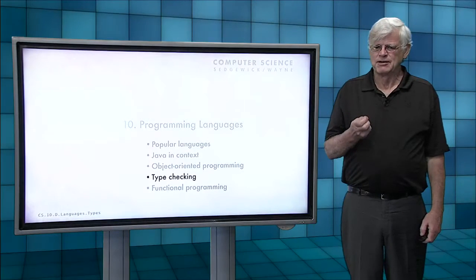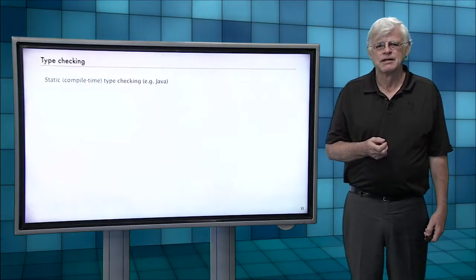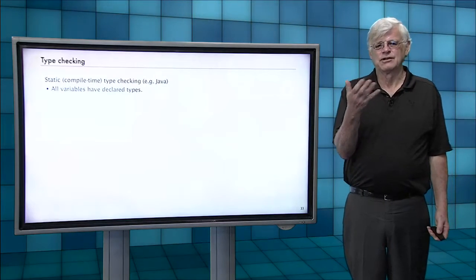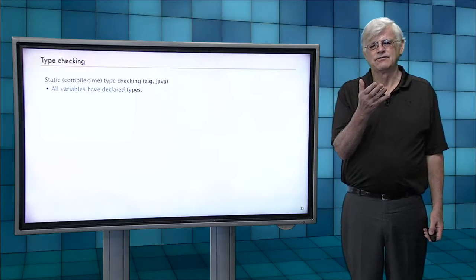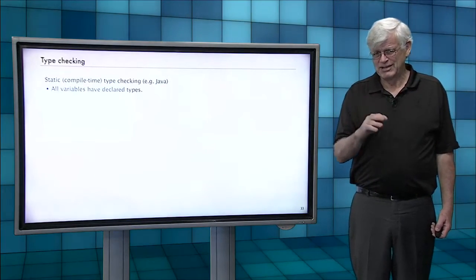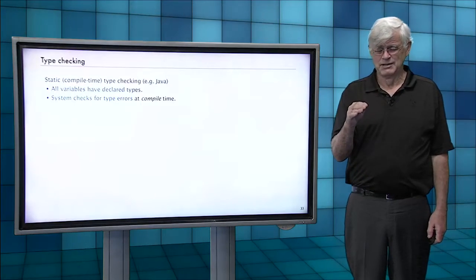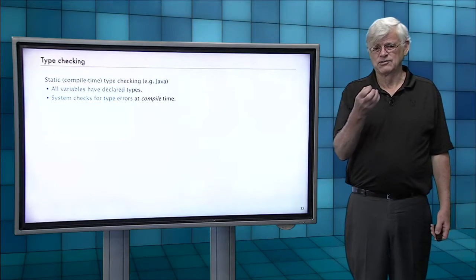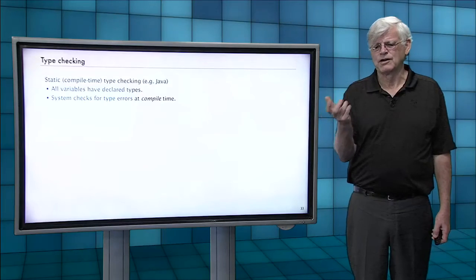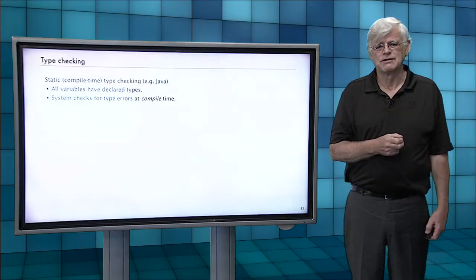We can't leave the topic of object-oriented programming without digging in a little deeper on type checking. So we've talked about and emphasized throughout Java the idea of static or compile time type checking. All variables must have declared types, and the system checks for type errors at compile time. You can't even run your program unless the system knows that operations that you're specifying are compatible with the types of the variables that are involved.